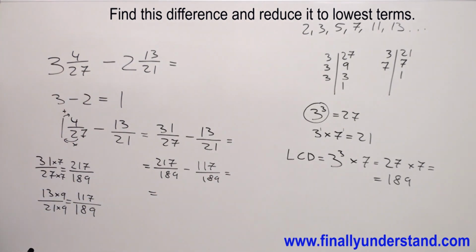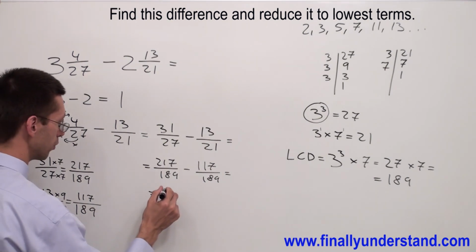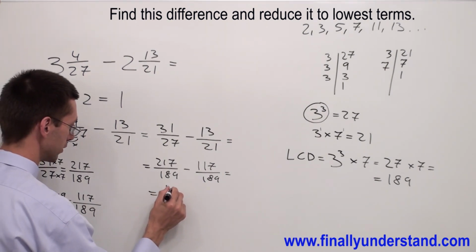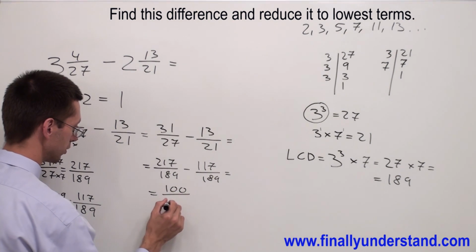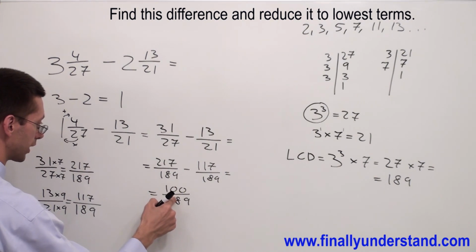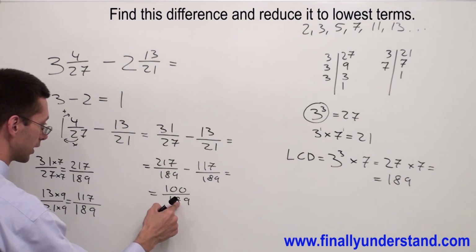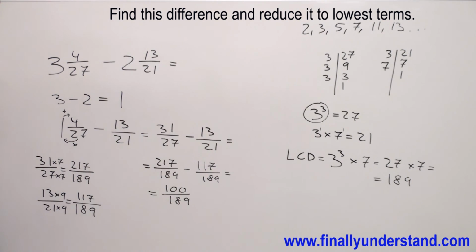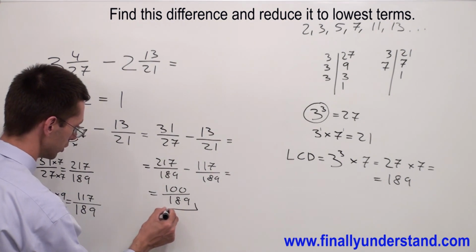217 minus 117 is equal to 100. 100 over 189. I'm not seeing any common factor for 100 and 189, and this is a proper fraction, so this is the solution to my problem.